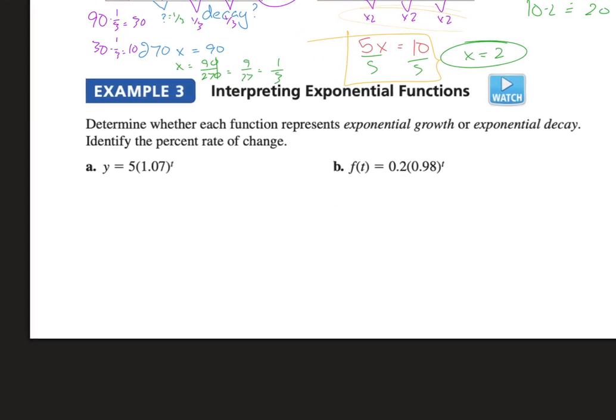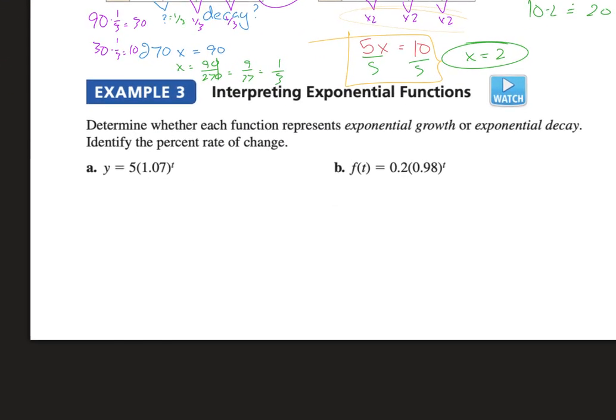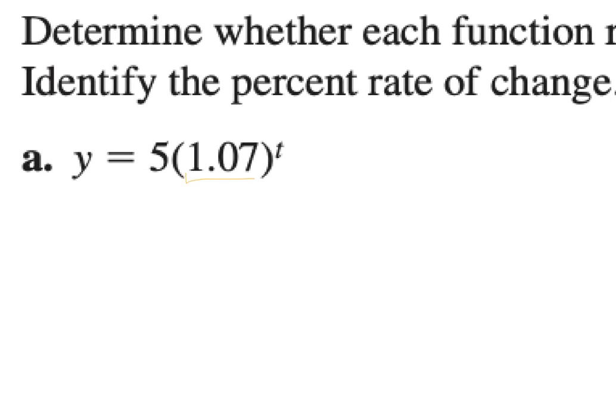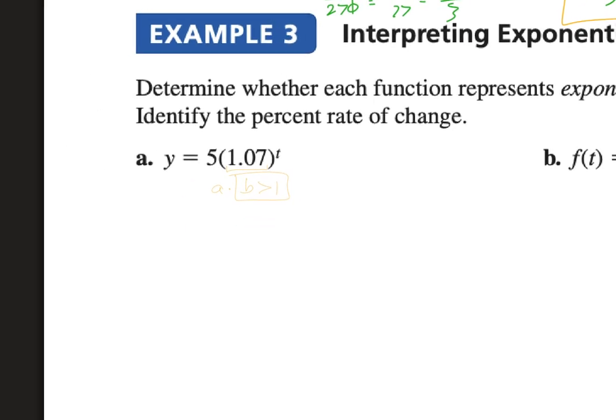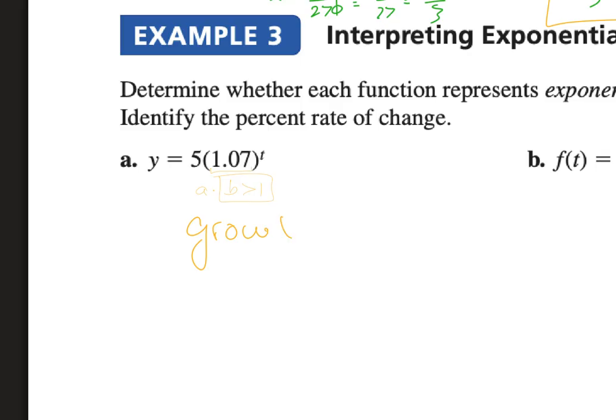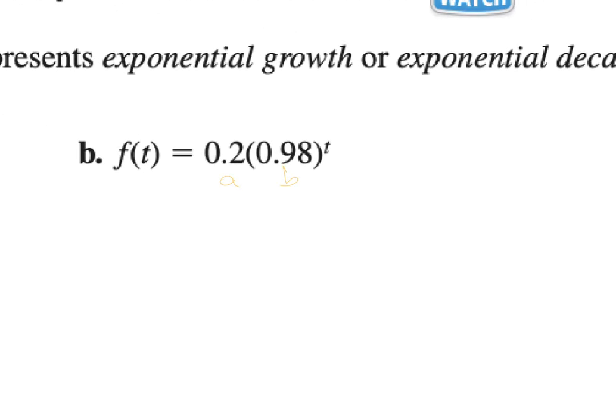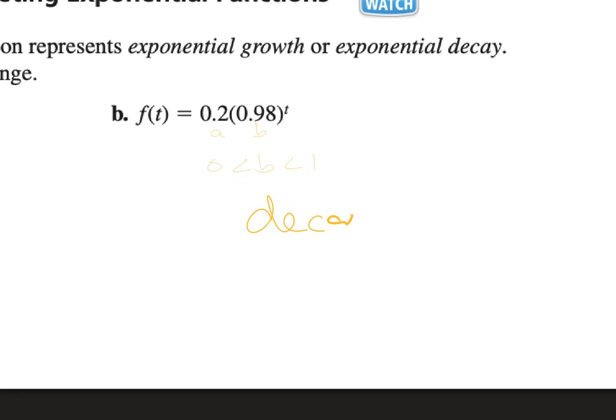Right. Interpreting exponential functions to determine whether it's growth or decay. You should be able to look at this and tell 100% immediately right here. This is our growth factor. This is our B. A is 5, B is 1.07, B is greater than 1, specifically just that part. So this is growth. This one, here's our A, here's our B. B is between 0 and 1, so this is decay.